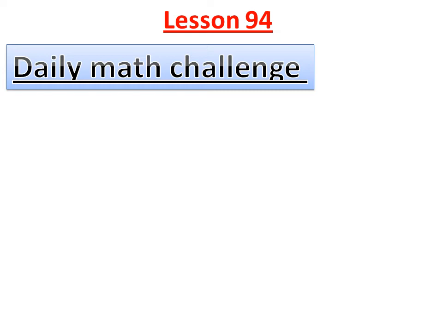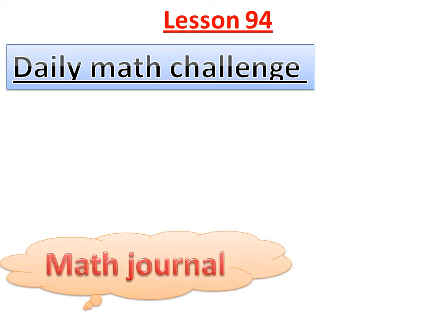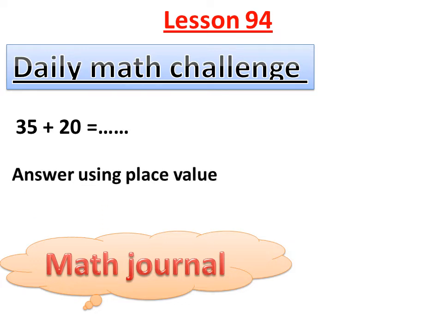The daily math challenge is the problem that you answer in your math journal. Open your math journal to lesson 94. Try to answer 35 plus 20 using place value method. Do you remember the place value method? Okay, we put it vertically, the big number up and the small number down. Here in addition, it doesn't matter who's up and who's down. So it will be 35 up plus 20 down equals how many?